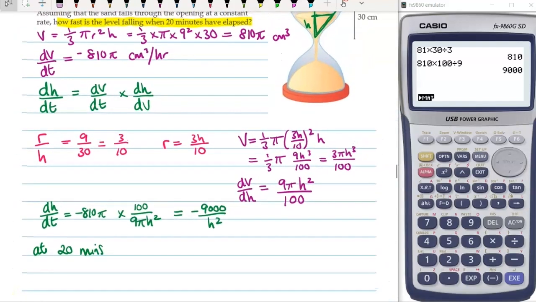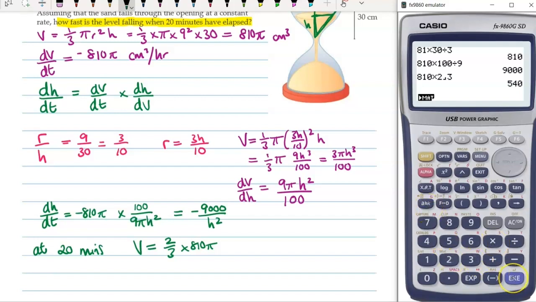We do that by knowing that the volume is reducing at this rate here. So if it reduces by that much in an hour, it will reduce by 1/3 of that in 20 minutes. So you'll have 2/3 of the volume left. So the volume left will be 2/3 times 810 pi. So 810 times 2 over 3 is 540 pi centimeters cubed.